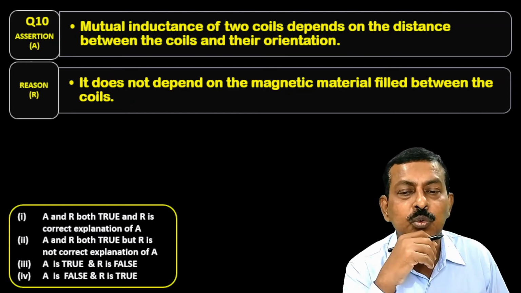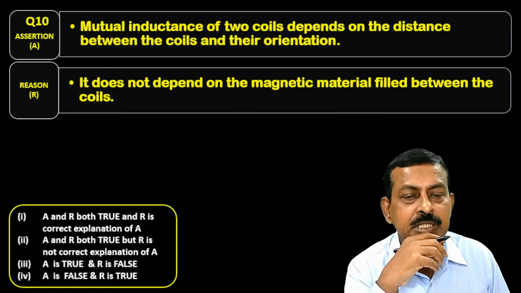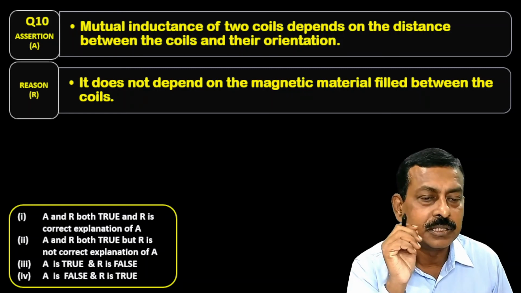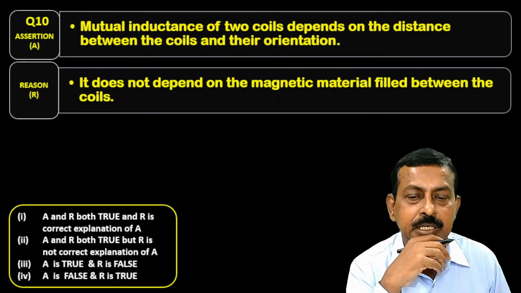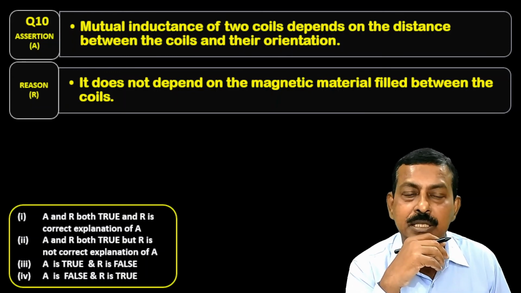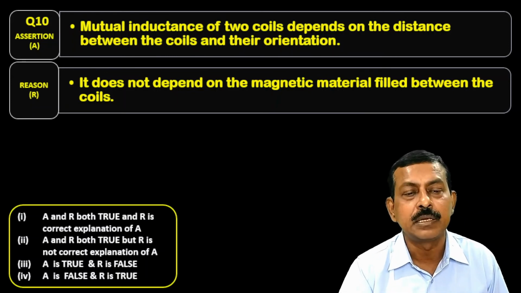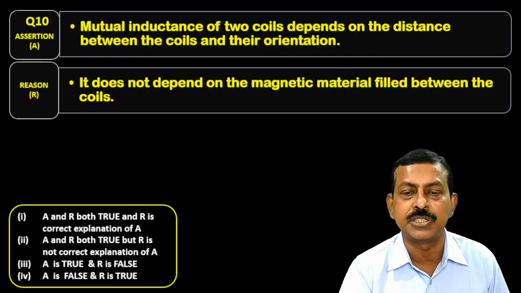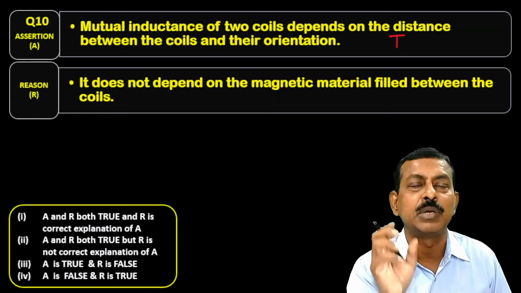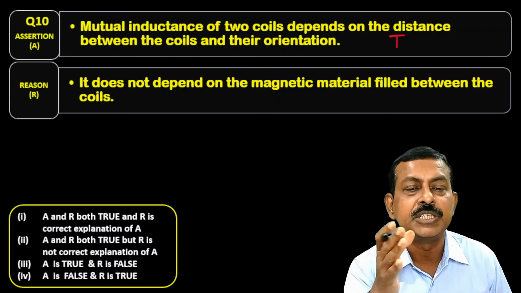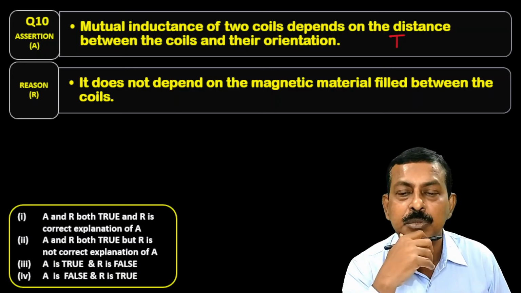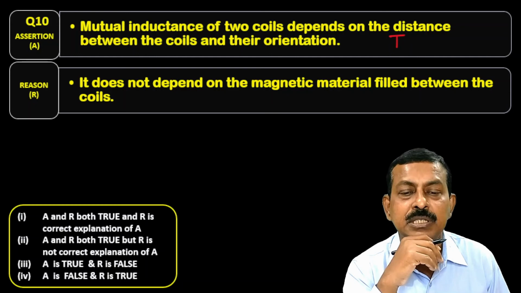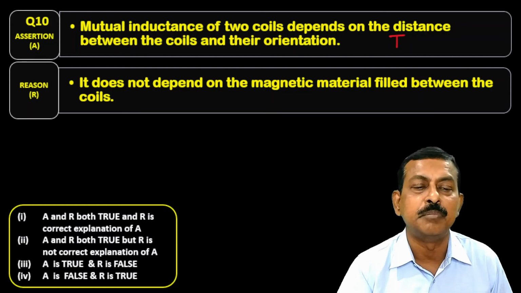Mutual inductance of two coils depends upon the distance between the two coils and their orientation. And the reason is given: it does not depend on the magnetic material field between the coils. Now the assertion part: mutual inductance of the two coils depends on the distance between the coils and their orientation. This is true because the mutual inductance will depend upon the orientation and also the separation of the coils. And the reason is that it does not depend upon the magnetic material between the coils.